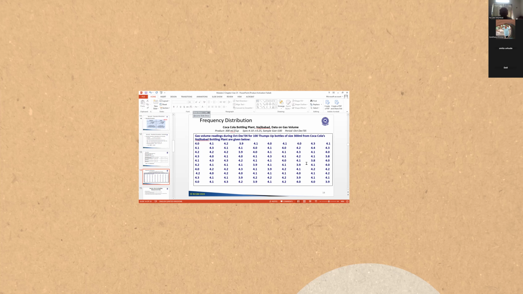So this is a data collection format which should be very specific: the company name is given, and what data we are talking about, that is data on the gas volume. The product is given, specifications are 4.10 plus minus 0.25, sample size is 100, and the period is also given. So based on this data, we can do a frequency distribution analysis.